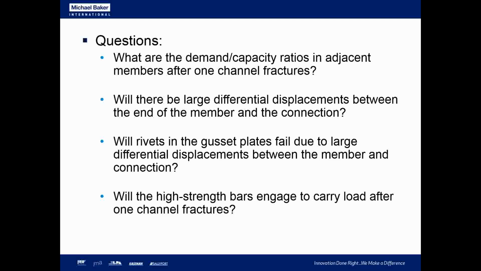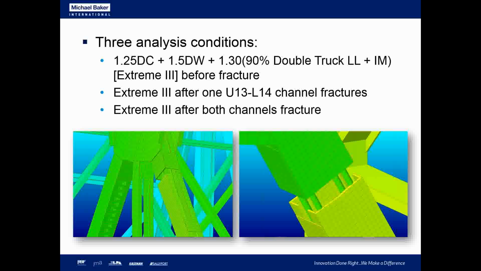So we considered three analysis conditions. One is for our extreme 3, which represents the fracturing of one of the channels. We wanted to see what the forces were with both channels of this member in place, because the U13L14 is composed of two channel sections joined together. So we looked at that before fracture, then after one channel has fractured, shown here, and then after both channels have fractured, just to see what would happen if the high strength bars were carrying all of the load.